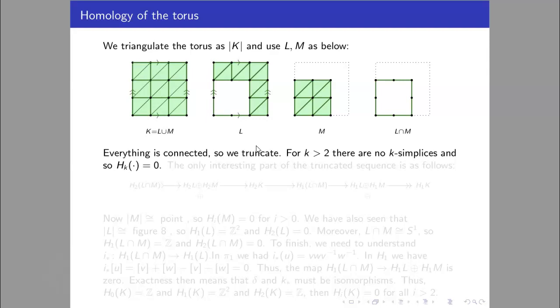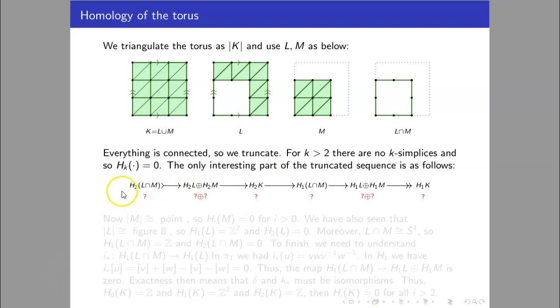Now what happens if we look at H3 or H4 or something? There are no 3-simplices or 4-simplices in any of these complexes, so all the chain groups are just 0, and therefore the homology groups are 0. There's just nothing happening for k bigger than 2. So all we really care about is the endpoint here. You've got H2 of L intersect M, and then H2 L, H2 M, H2 K. Then you get your connecting map to H1, H1, and H1. And after that, you've got zeros because we're doing the truncated sequence, and that's still exact. So that means that this map here is surjective.